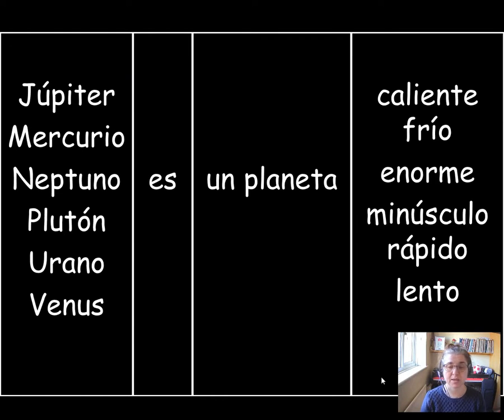So what we've been doing is we've been putting the name of the planet first. Name of the planet goes first. Then es for is, un planeta, a planet. And then we've been putting the adjective on the end. Let's have a practice of those.